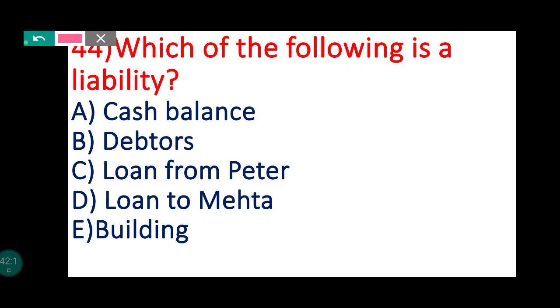So you can see here cash is an asset, it is not a liability, debtors is an asset, building is an asset. If we are giving a loan to someone, it becomes an asset, the amount is receivable from them. But a loan from Peter, if the business has taken a loan from someone, the business is liable to pay that amount to him. So it becomes a liability. So the answer is loan from Peter.